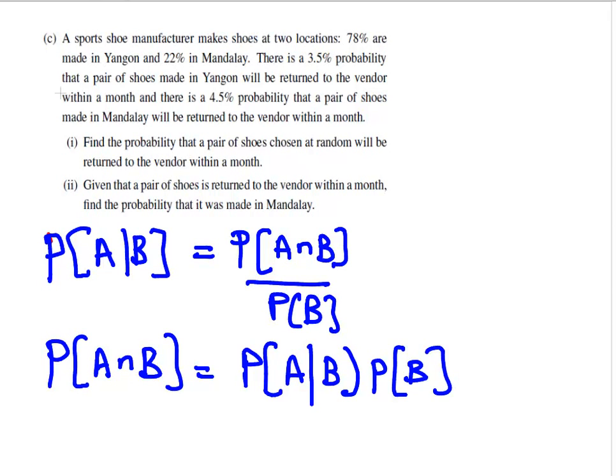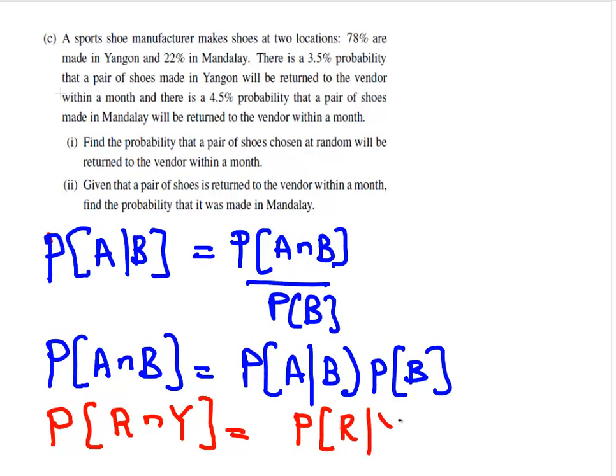So let's remember what we're interested in: probability of returned and from, let's say, Yangon. That is equal to the probability of returned given that it comes from Yangon times the probability that it comes from Yangon. So we actually have this value, which we were told directly, and this value here that we were told directly also. So we can use that.